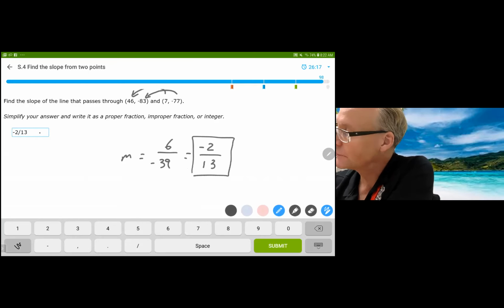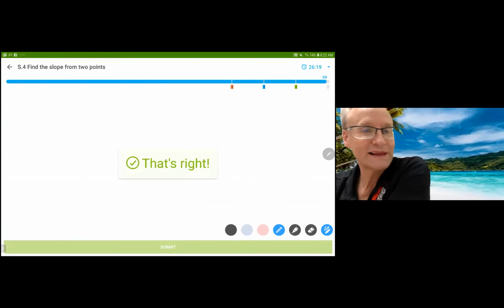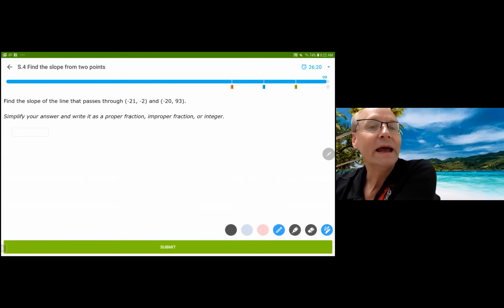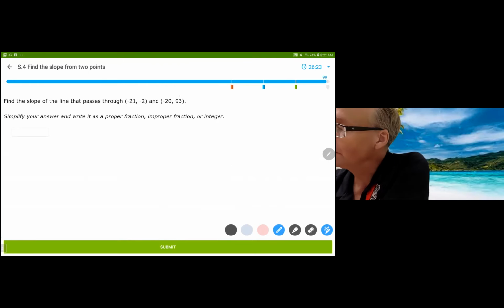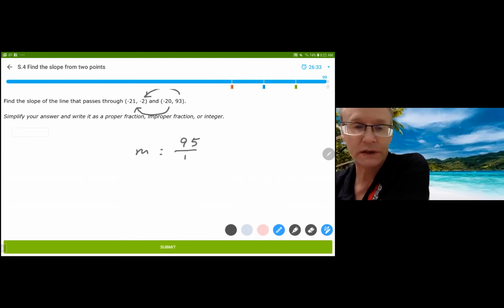This might be my last one. Let's see. Nope, got one last one. And it's going to be 93 plus 2. That's going to be m is 95. And we got negative 20 plus 21, which is 1.